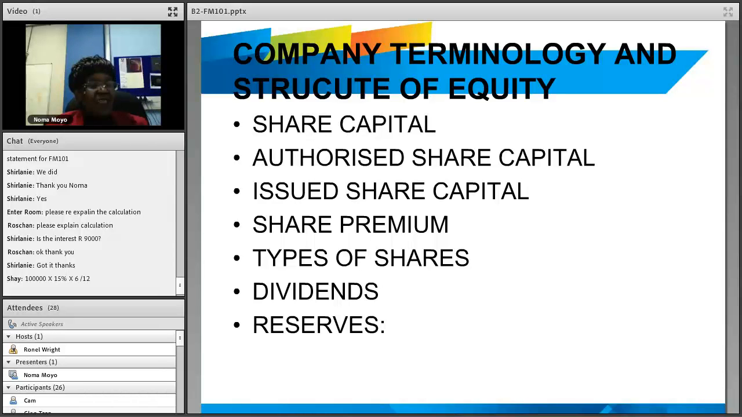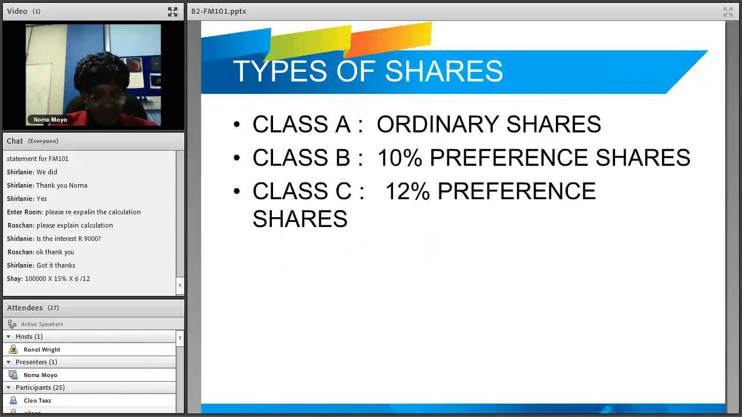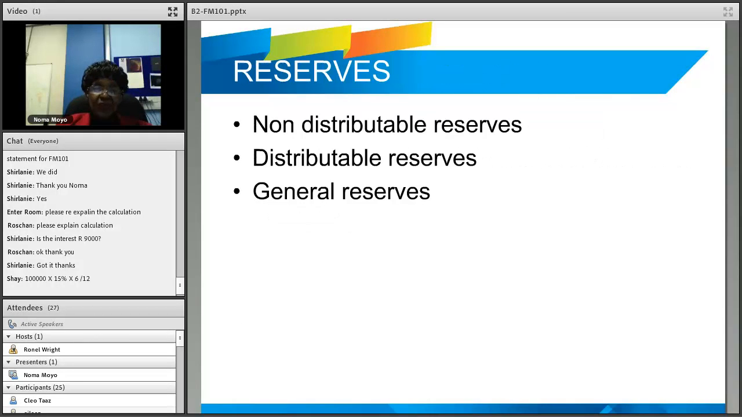Reserves, we have different types of reserves. When profits are made, the directors who are asked by the shareholders to run the company might decide to put some amounts onto different reserves. I've talked about the class of shares. Reserves, we have non-distributable reserves. Read these: distributable reserves and general reserves.